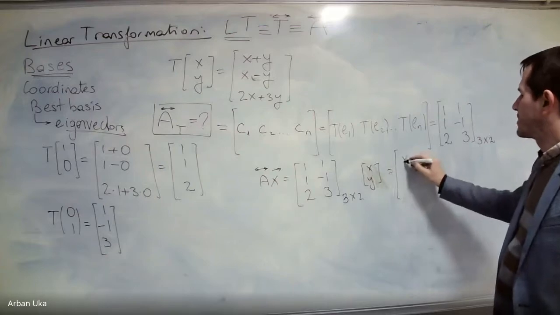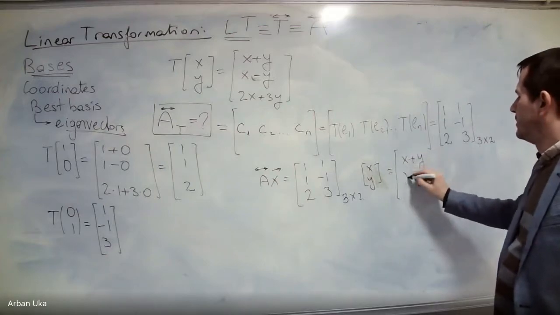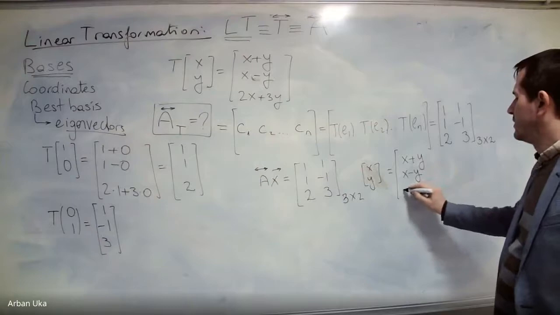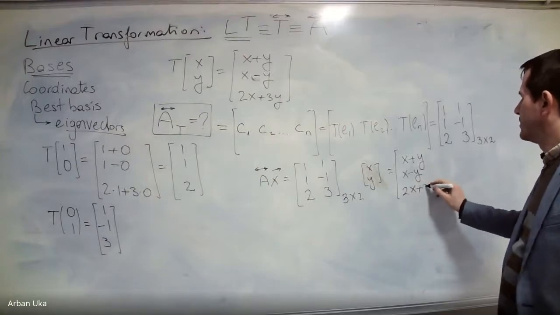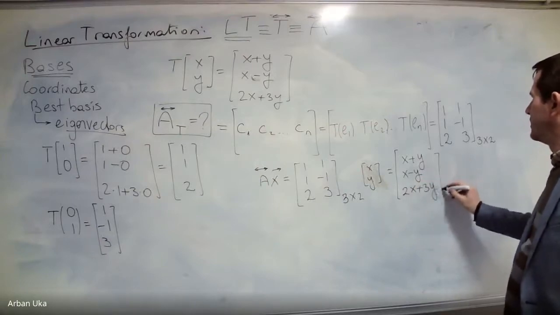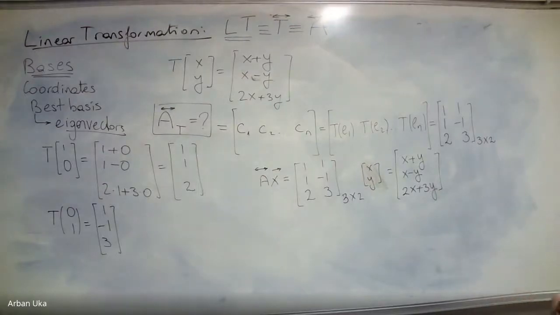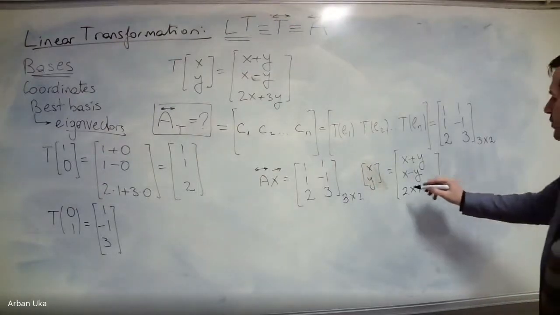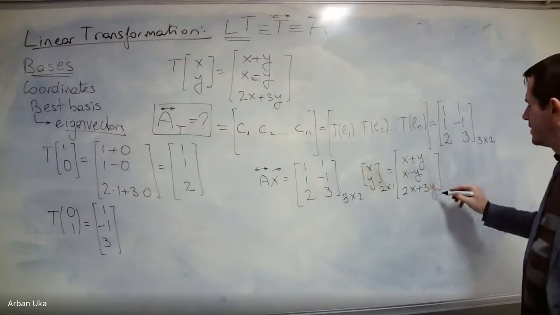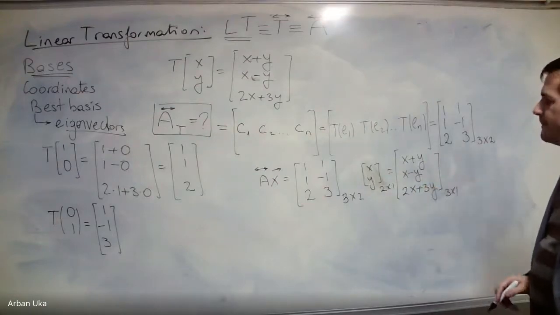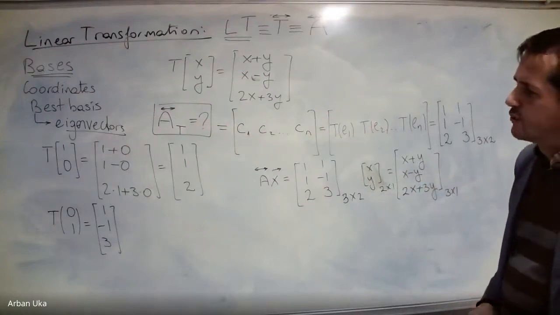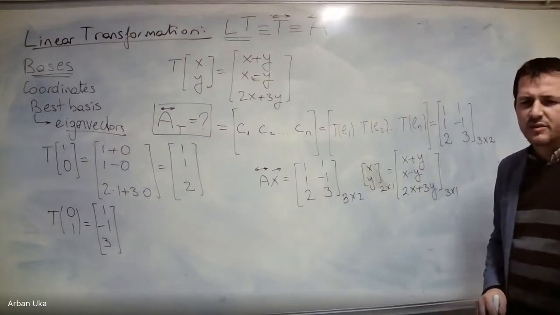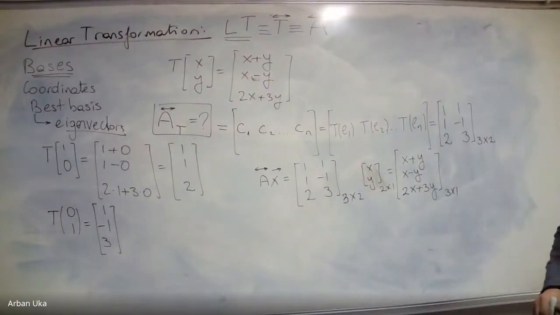And here we have x plus y, x minus y, 2x plus 3y. We notice that we have the same answer, and it looks like it's in good shape. So this is 2 by 1, and this is 3 by 1. This is the standard way to find the matrix representation for a linear transformation.